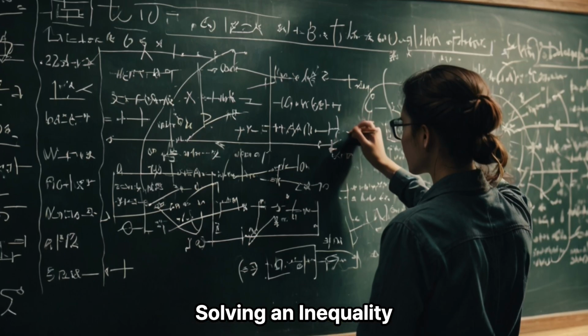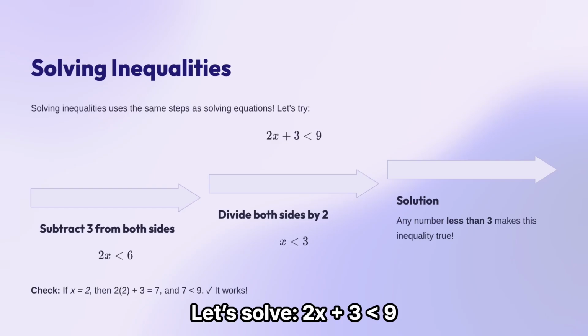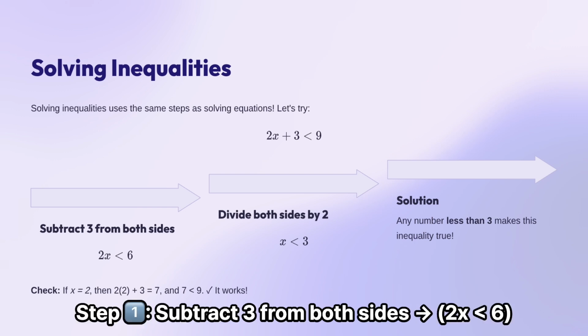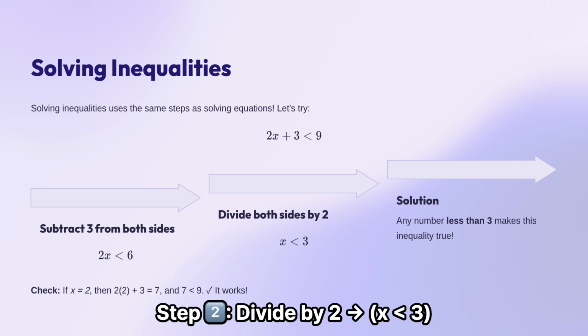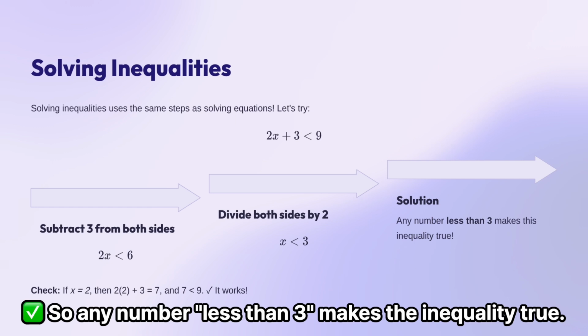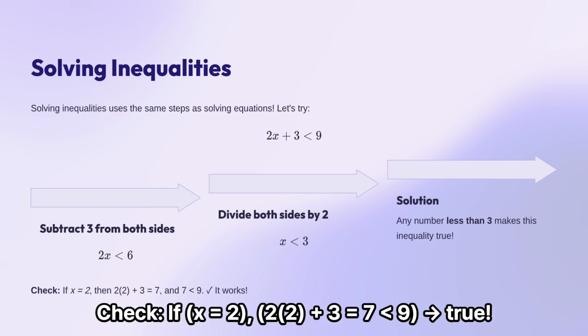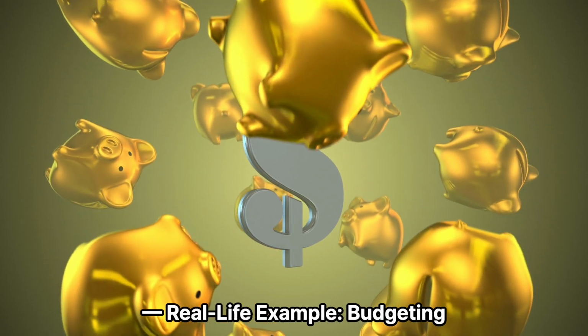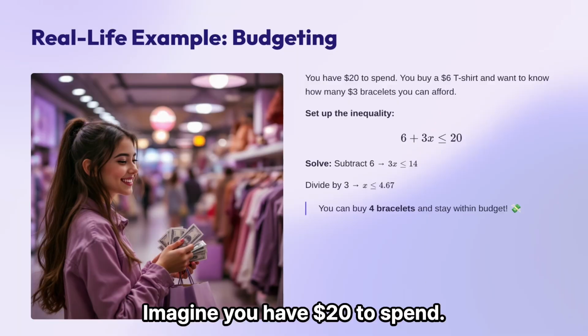Now, let's solve an inequality. Let's solve 2x + 3 < 9. Step 1. Subtract 3 from both sides, which gives us 2x < 6. Step 2. Divide by 2, giving us x < 3. So any number less than 3 makes the inequality true. Check the answer. If x = 2, 2 times 2 plus 3 equals 7, which is less than 9. That's true.